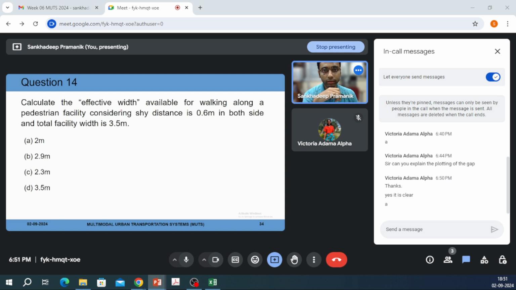Next is calculate the effective width available for walking along a pedestrian facility considering the shy distance is 0.6 meter in both sides and total facility width is 3.5 meter. Correct. C will be the correct answer.